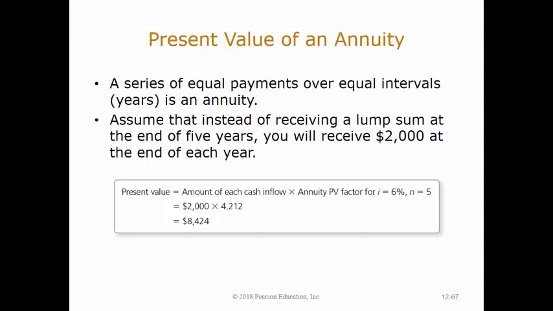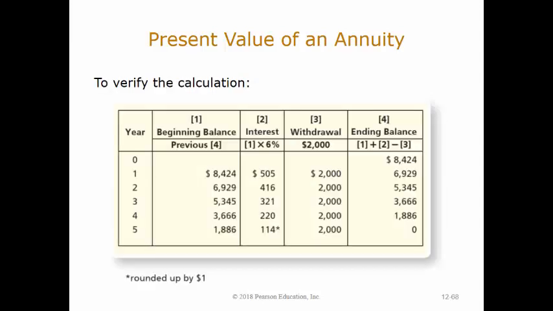We determine the annuity or present value factor from the table labeled Present Value of Ordinary Annuity of $1, or in Appendix A, Table A2. We use this table for annuities. We look down the 6% column and across the 5 periods row and find the annuity present value factor is 4.212. Let's verify the calculation.